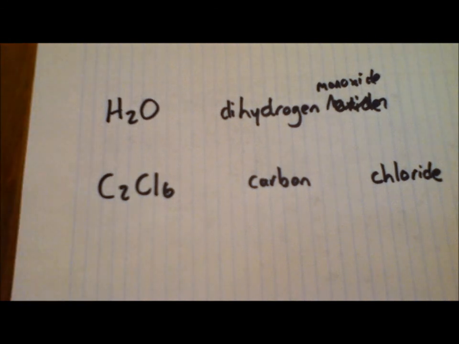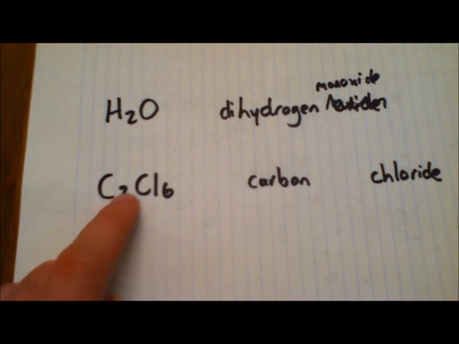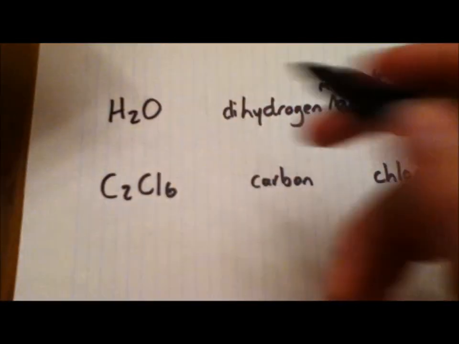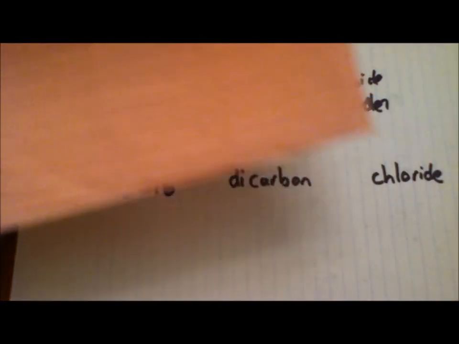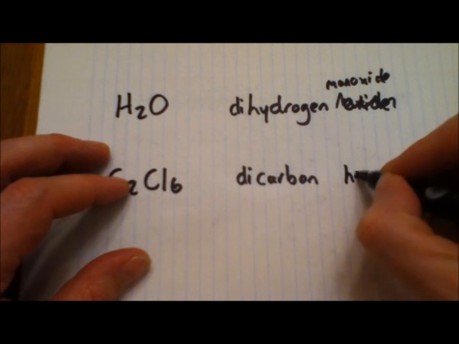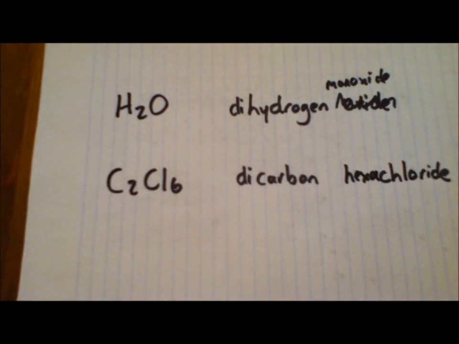Now we need to represent the number of atoms we have of carbon and chlorine. We've got 2 carbons. Look at the back of your periodic table. 2 carbons is di. So we write dicarbon. And we've got 6 chlorines. 6 is hexa. So we write dicarbon hexachloride. And then we're done.